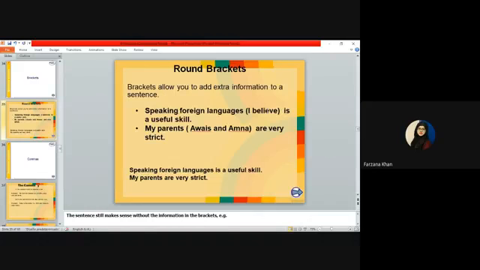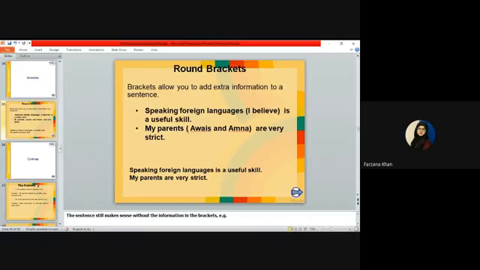So basically it means we are giving some extra information to our reader, but without those words, the sentence is complete. Here you can see in the example, speaking foreign languages, I believe, is a useful skill. If we skip I believe, this is extra information. If we use it in the way that speaking foreign languages is a useful skill, the sense is again complete, the sentence is complete.